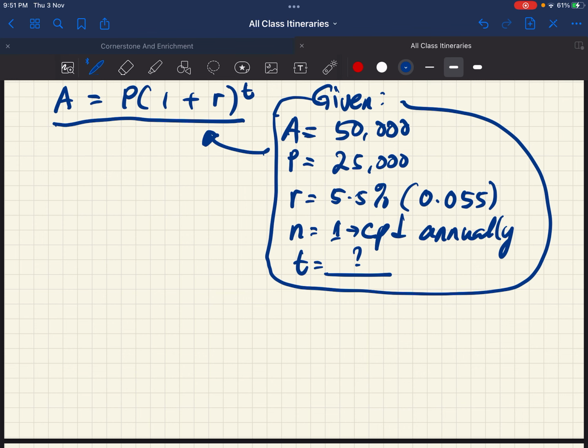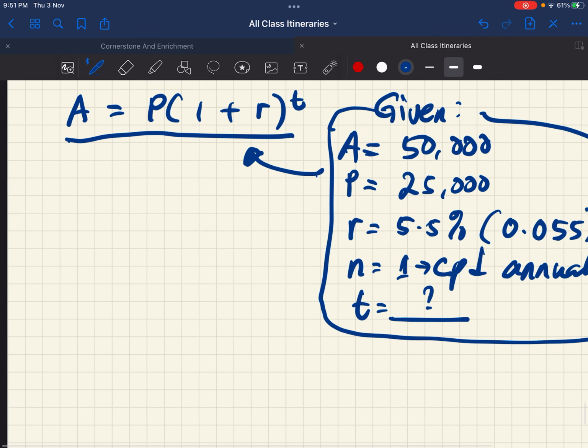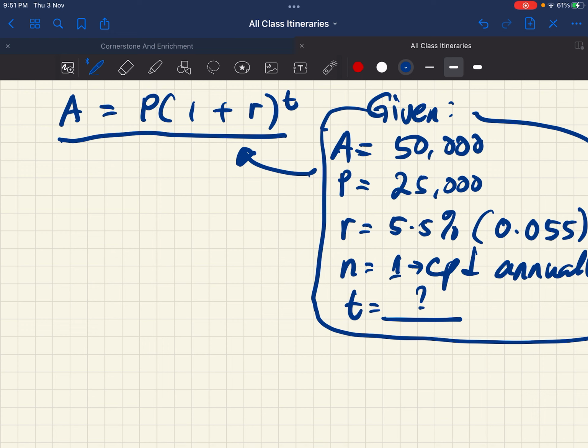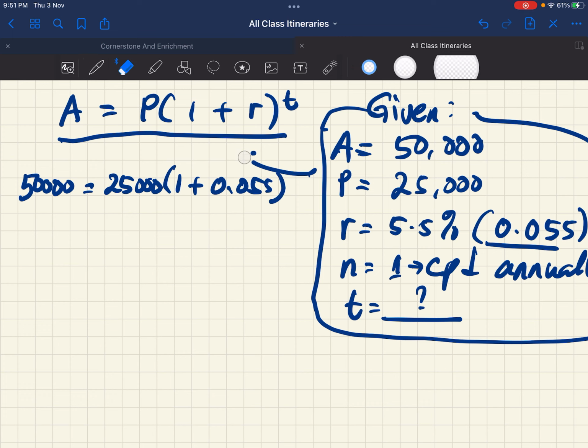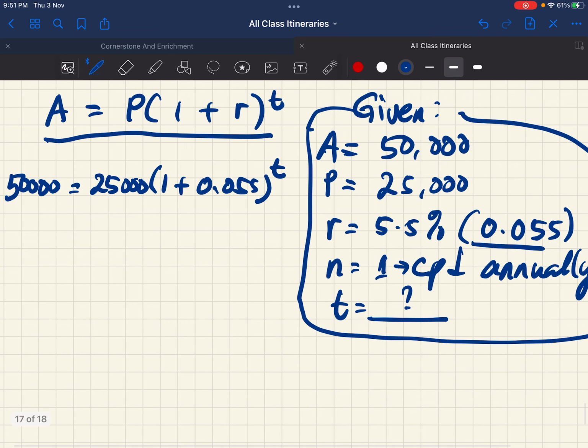So what is our A in here? Our A is 50,000, equal to the principal, which is 25,000, multiplied by 1 plus our rate, 5.5, and we're going to use the decimal version, 0.055, raised to t. We don't know the t, right? So we will first simplify this one.